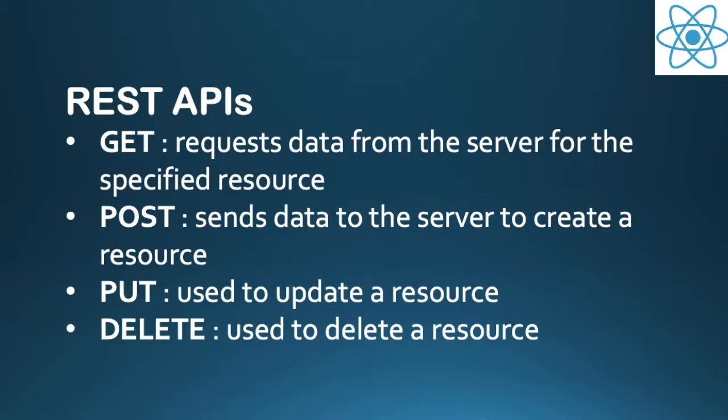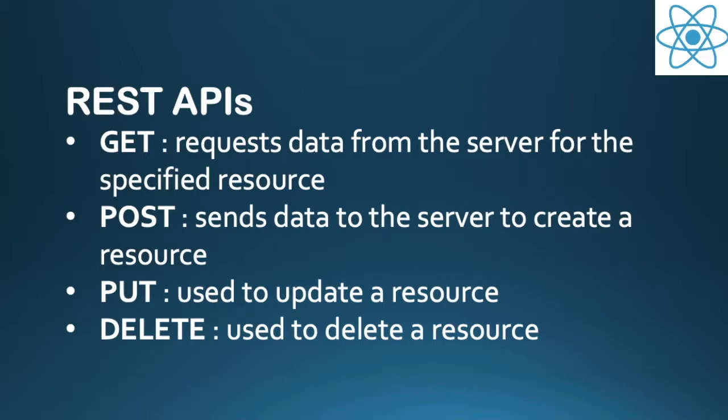We will make a get request when we want to fetch data from the server for a specified resource. So when we want to get all the data of the products or the details of a specific product, we will make a get request. Post is to send data to the server to create a resource. Typical use case: suppose we want to add a new product. That's when we will use post. Put is used to update a resource. Typical use case: if we want to edit a product, where we are updating it, we will use put. And delete is used to delete a resource.